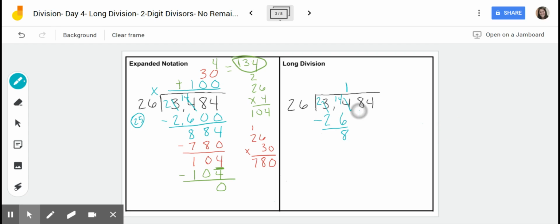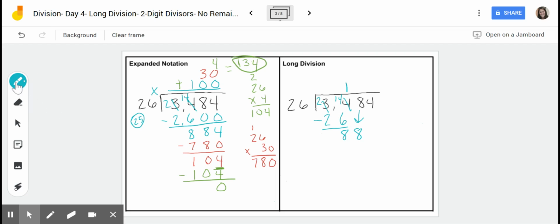Okay, and then I have to bring down the next digit. Now, comparing right here, the amount we subtracted, we see 26. Those are the first two digits in our expanded notation. We're ignoring these zeros here. Then in the amount that's subtracted, we see 88. That's the first two digits in what was left over when we subtracted the first time in expanded notation.